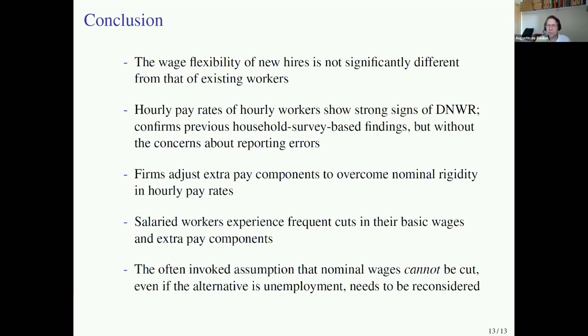So let me start with one question. Do you have a measure of working hours in the ASH? Yes, the basic hours and the overtime hours. Could you look at adjustment on hours for incumbents versus newcomers? Yeah, we did that in another paper that we published last year.